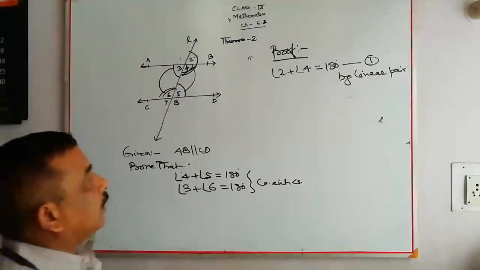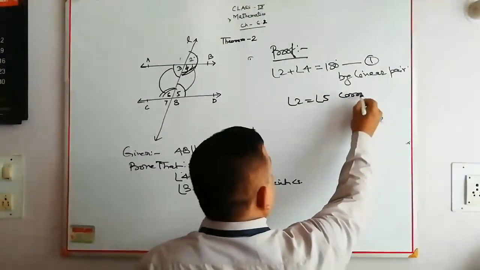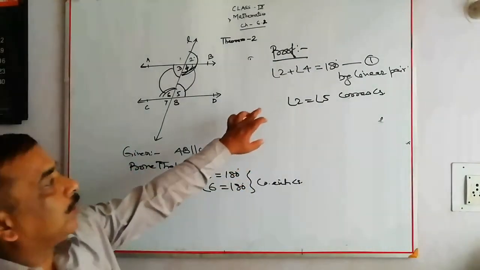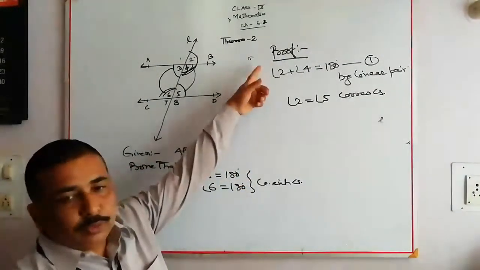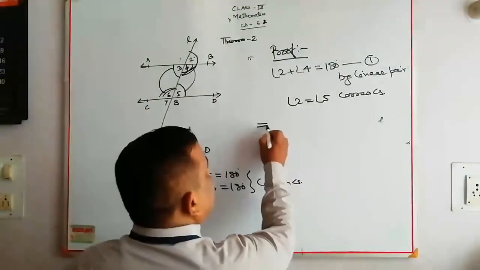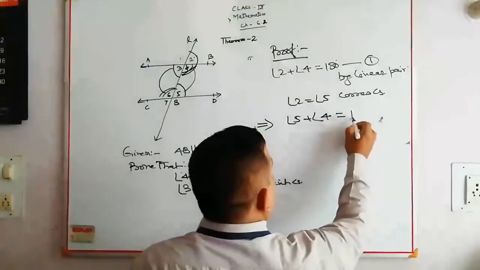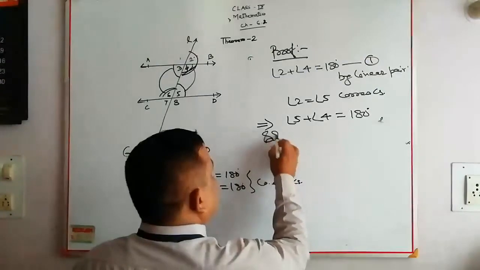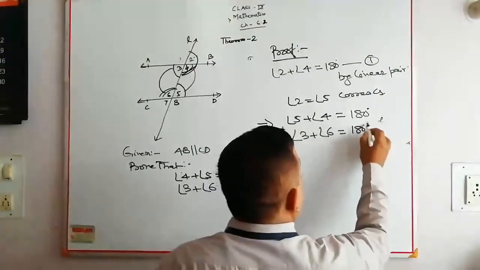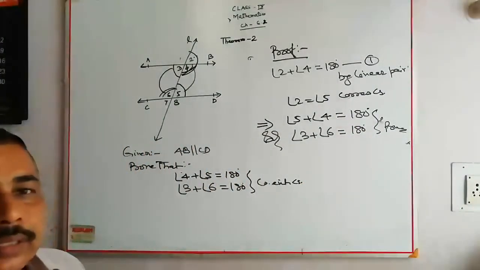Angle 2 is equal to angle 5, corresponding angles. Then after putting the value of angle 2 in equation number 1, you write angle 5 plus angle 4 is equal to 180 degrees. Similarly, you write angle 3 plus angle 6 is equal to what? 180 degrees, and that is the proof. These are very simple theorems for you.